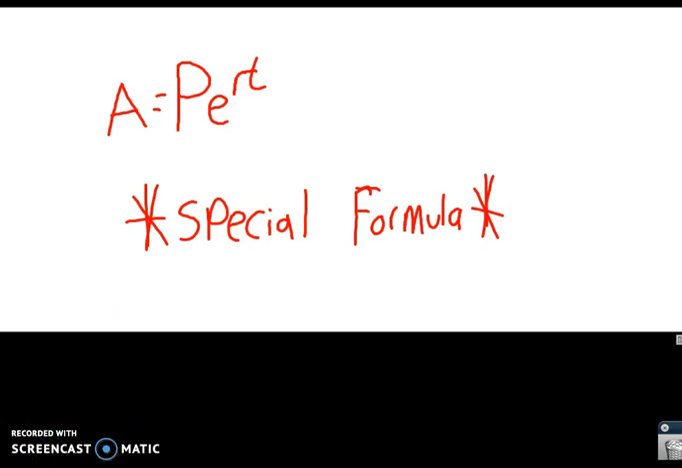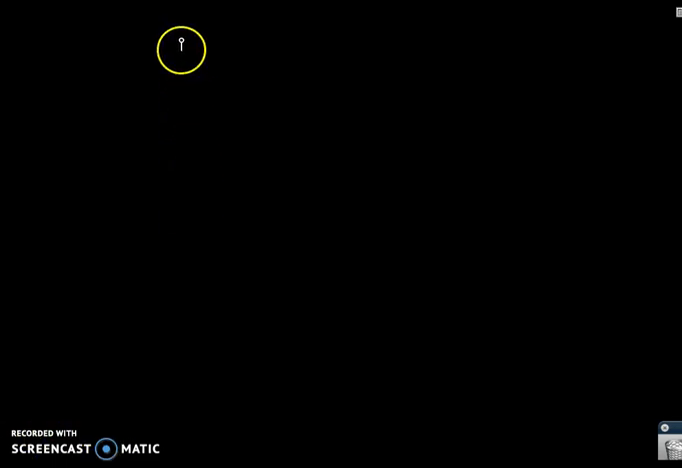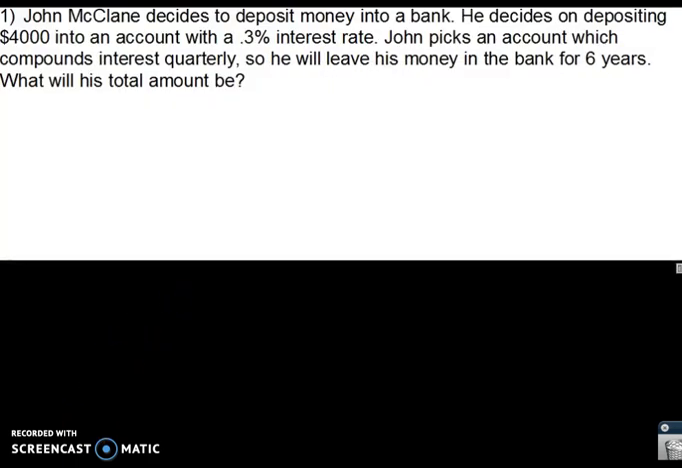So let's do a couple example problems here. So, John McClain decides to deposit money into a bank. He decides on depositing $4,000 into an account with 0.3% interest rate. John picks an account which compounds interest quarterly, so he will leave the money in the bank account for 6 years. What will the total amount be?